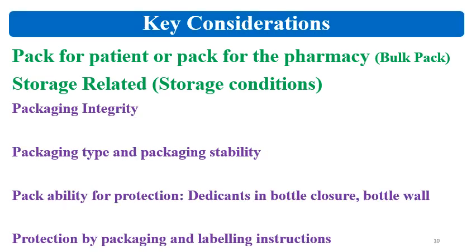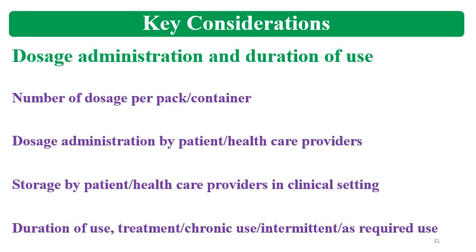Then, as I have mentioned, the packaging integrity, packaging type and packaging stability should be considered, along with protection by labeling instructions. Now, dose administration and duration of use. What is the total duration of treatment? Number of doses per pack or per container. If you increase the number of units, for example tablets per bottle, the in-use period will increase. Whether doses are administered by the patient or by the healthcare provider is required to be understood, and based on that the in-use stability should be done and labeling instructions given. Storage is by the patient or by the healthcare provider in the clinical setting.